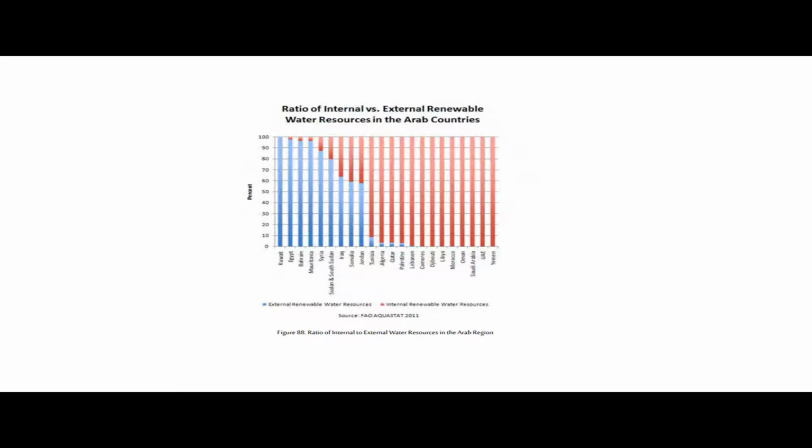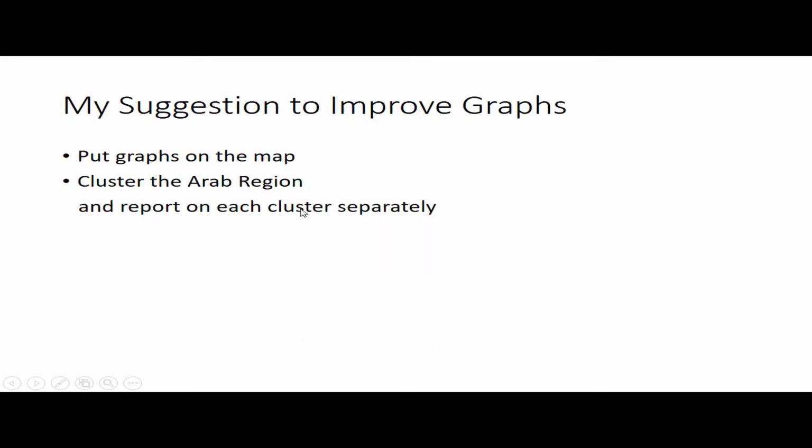Here, it's adding the ratio of internal and external renewable water resources. It uses percentages, they add up to 100. My suggestion: this does not tell us the relative values of water resources in each of the countries. If I were the one drawing this, I would use a stacked column chart with the actual values. It will show us the percentage, and on top of that, it will tell us the amount of water for each country.